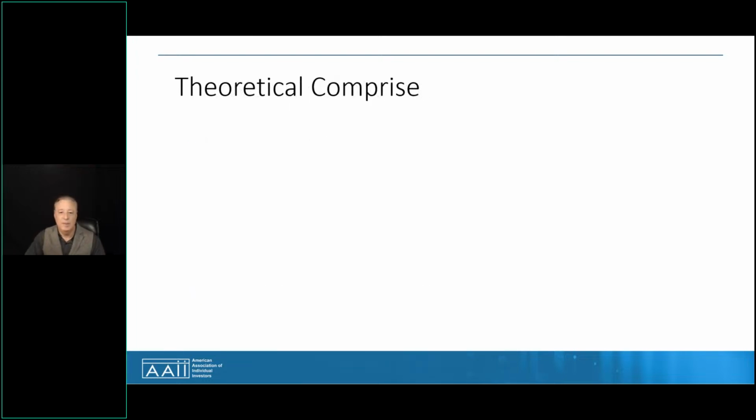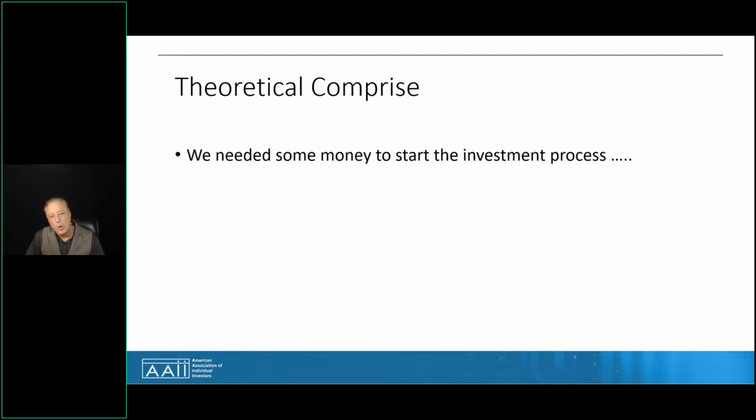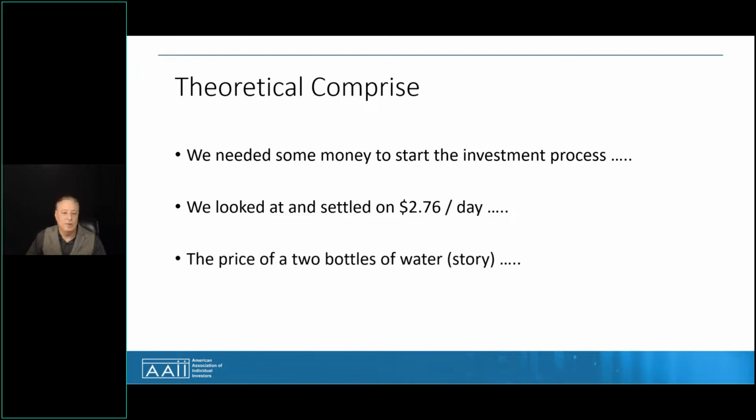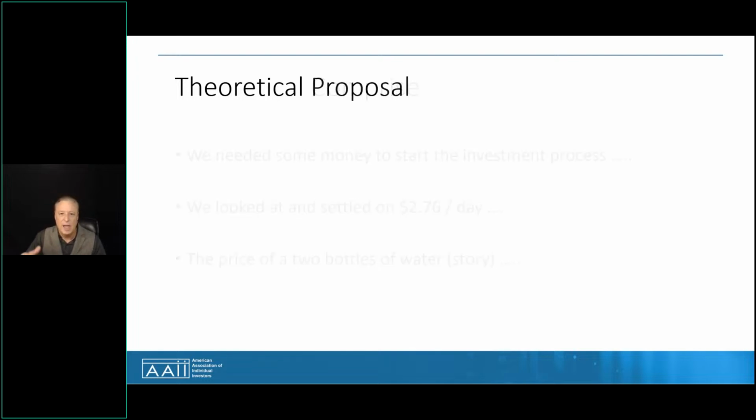After debate and deliberations, we had to agree on a theoretical compromise. We needed some money to start the investment process, so we settled at $2.76 a day. I'll tell you in a minute why we came up with that number. Basically, it was the price of two bottles of water. There was a debate going on about that at the time. So less than $20 a week. Now, two things here. This is not a new concept. And I know we said Shane did not want to sacrifice anything, and he's not going to. We're going to remedy that as we go on.